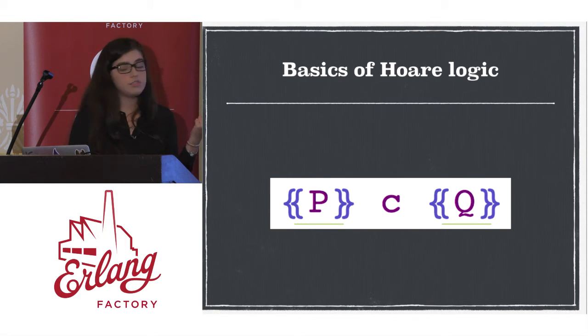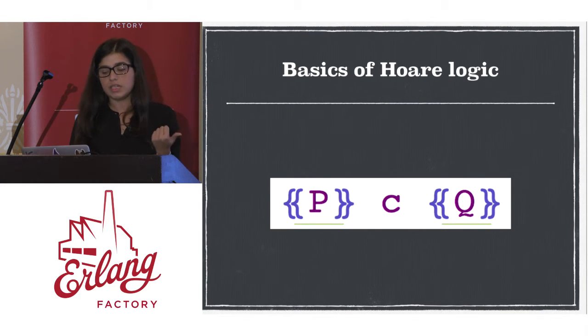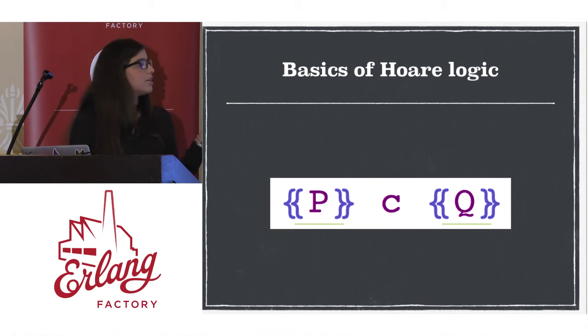A Hoare triple is formed by P and Q, that are assertions, and C, that is a command. P is named a precondition, and Q a postcondition. When the precondition is met, after executing a command C, it establishes a postcondition.